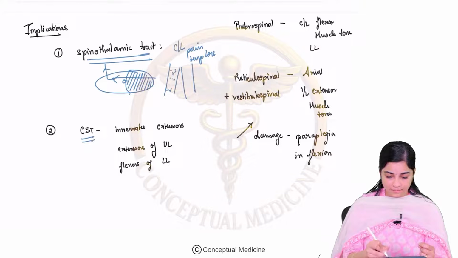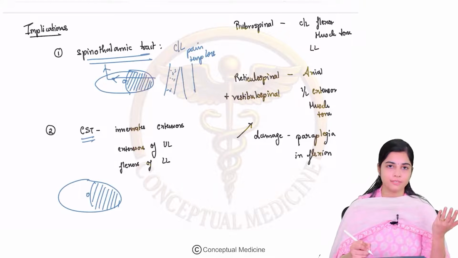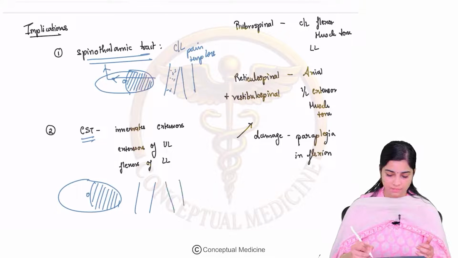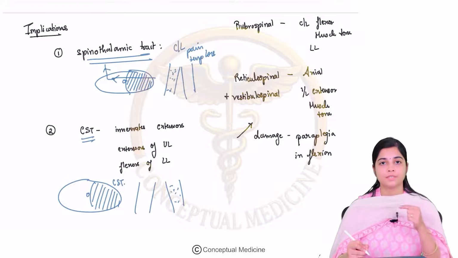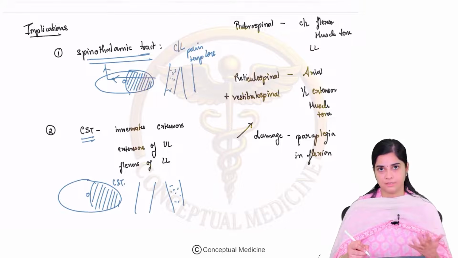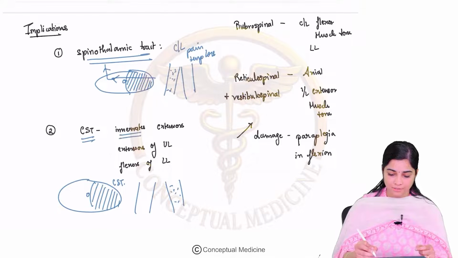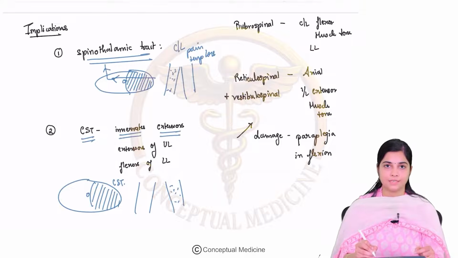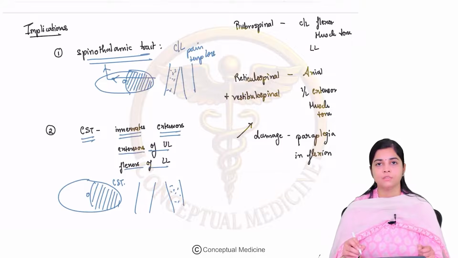Then corticospinal tract. Corticospinal tracts, if there is going to be a hemisection, it is already the crossed fibers. The fibers have crossed at the level of the medulla. So it causes ipsilateral weakness if there is a hemisection of the spinal cord. So there is ipsilateral weakness and contralateral sensory loss. Not hemisensory loss, contralateral sensory loss. Okay, and the corticospinal tract predominantly is going to innervate the extensors. So it innervates the extensors of the upper limb and flexors of the lower limb.